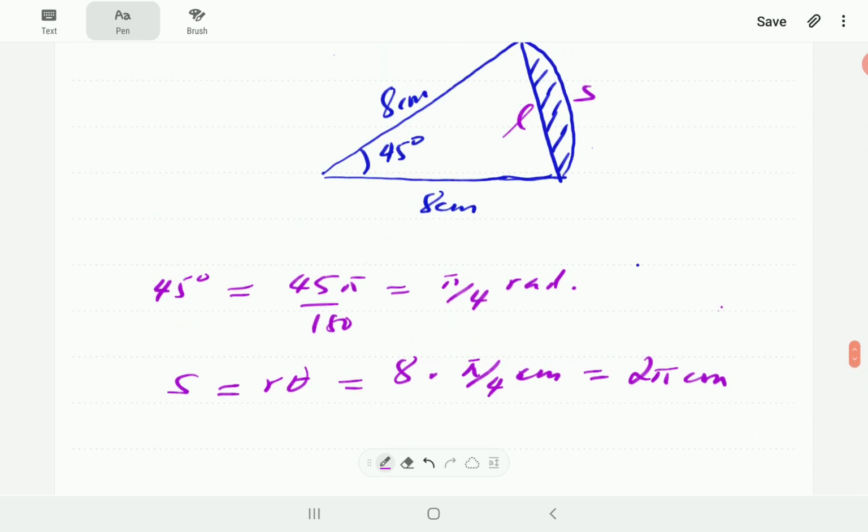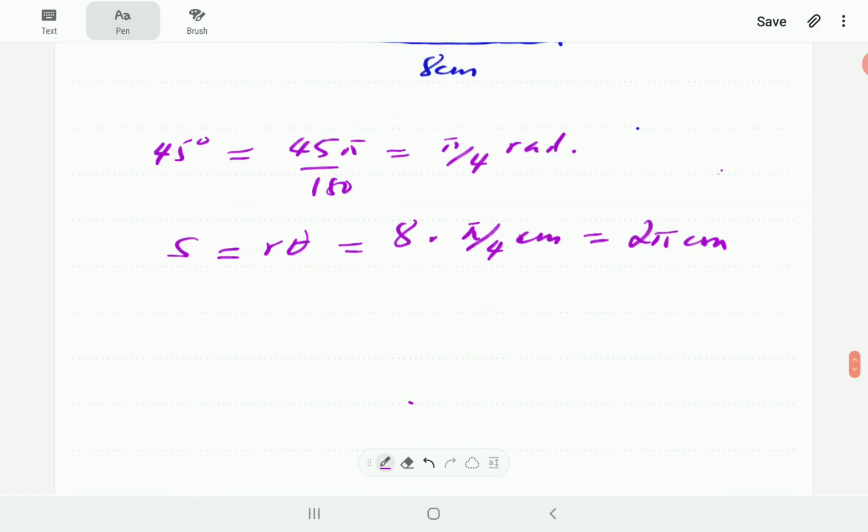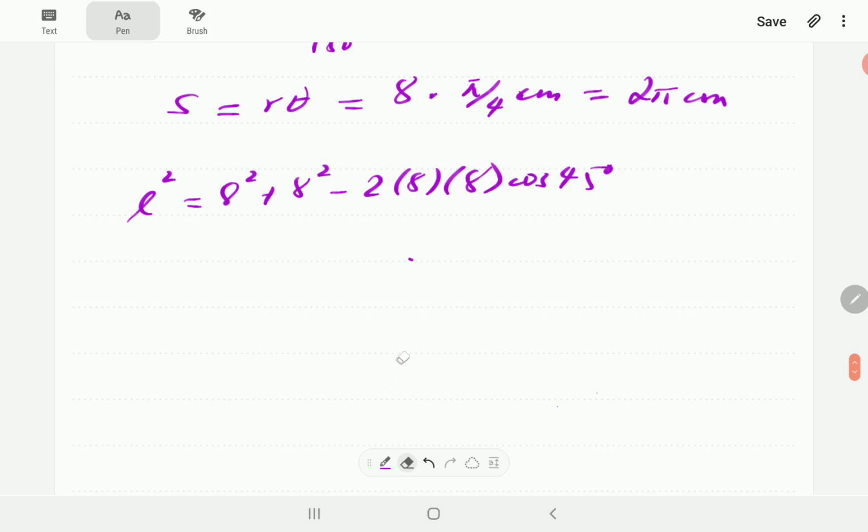Then the straight side is a bit more involved, but we can use the cosine rule. So by the cosine rule, L squared is 8 squared plus 8 squared minus 2 times 8 times 8 times cosine 45. So 8 squared plus 8 squared is 2 times 64, so that's 128 here, minus, this is also going to be 128, times cosine 45.